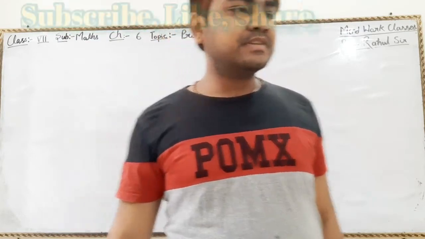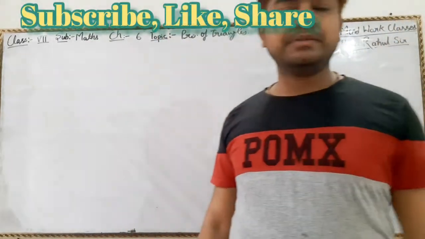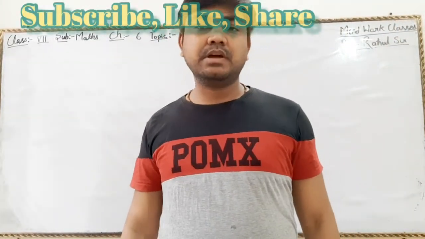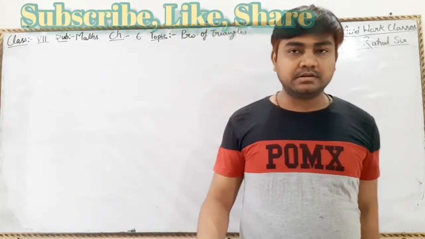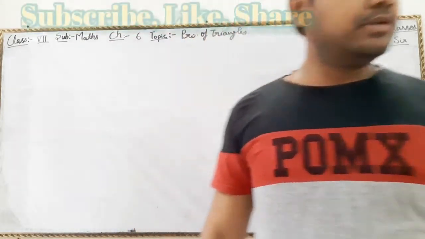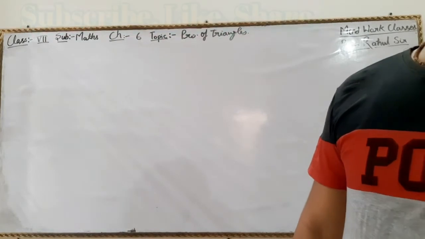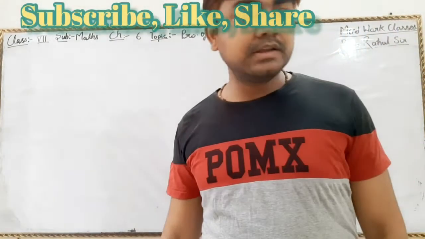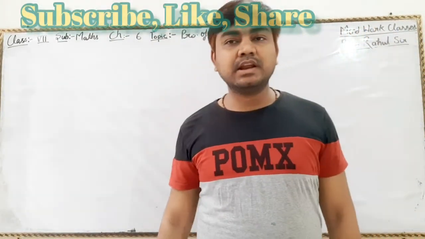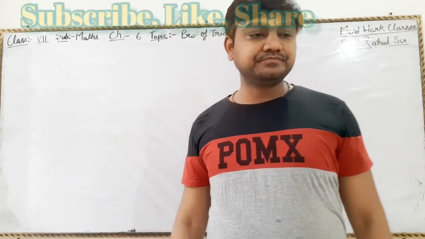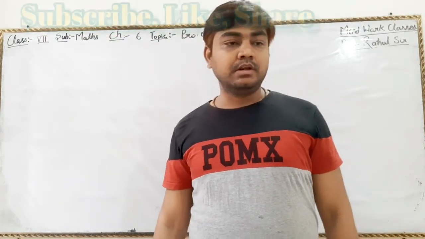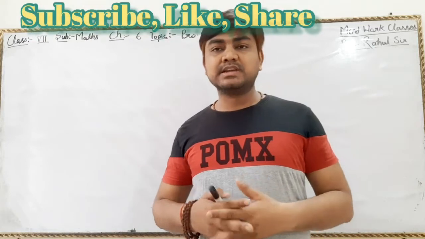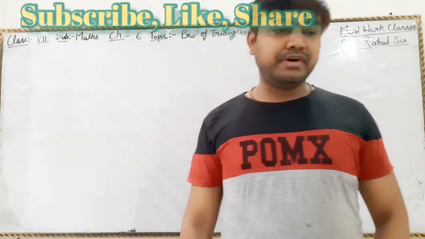In previous class we studied exercise 6.2 and we have solved 10 questions. Today we are going to solve further questions. Let's talk about the question number 12. Here a triangle is given and a few exterior angles are made, and a table is given in which a few angles are given and a few angles we have to find out.